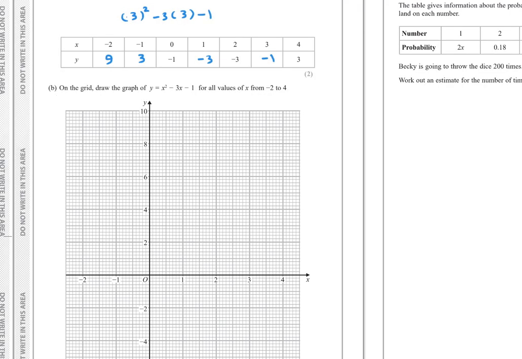B. On the grid, draw the graph of y equals x squared minus 3x minus 1 for all values of x from negative 2 to 4. So plot the points. Negative 2, 9. Negative 1 and 3. 0 and negative 1.